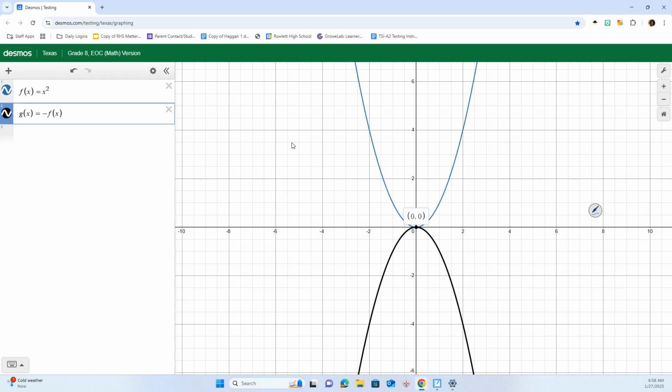You're just going to plug it in the calculator and look at it, okay? So let's go to the next page where we're going to do some examples together.